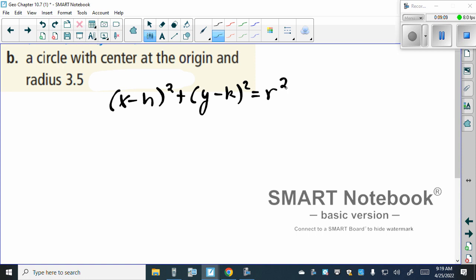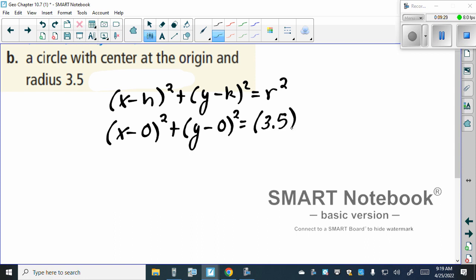So, our next one, a circle with a center at the origin and a radius of 3.5. If we plug this in, we'd have x minus 0 squared plus y minus 0 squared is equal to 3.5 squared. And we know that h and k are 0 because it's centered at the origin. The origin is the point (0, 0).